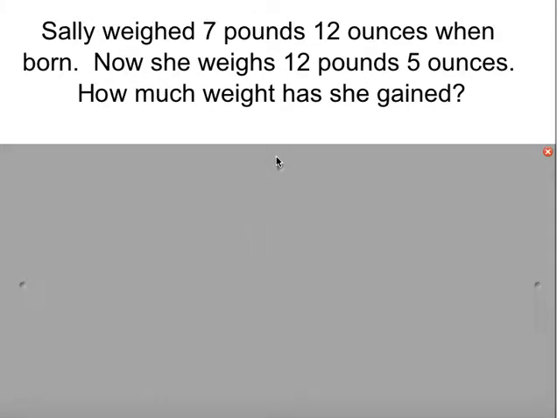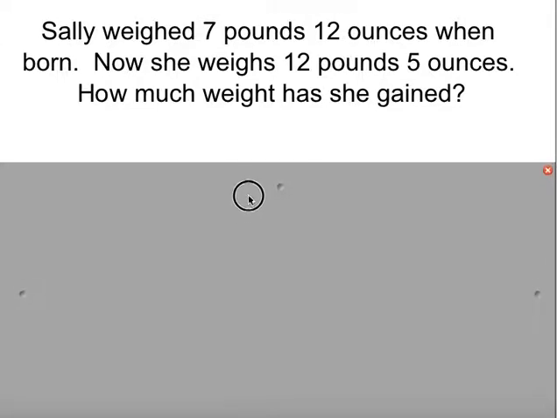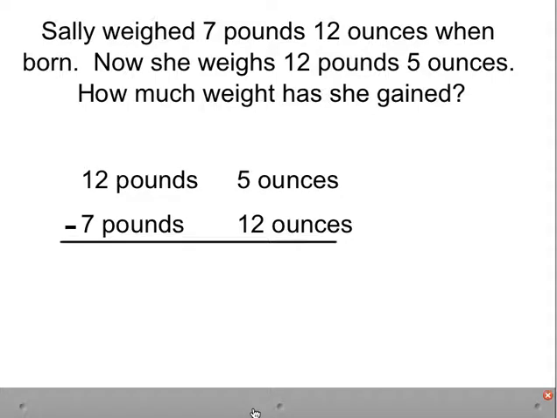Let's try it again. Sally weighed 7 pounds, 12 ounces when born. She now weighs 12 pounds, 5 ounces. How much weight has she gained? So in this case, I want to note the difference between these two from when she started and where she is now. So I subtract. So in this case, I have 12 pounds, 5 ounces minus 7 pounds, 12 ounces.